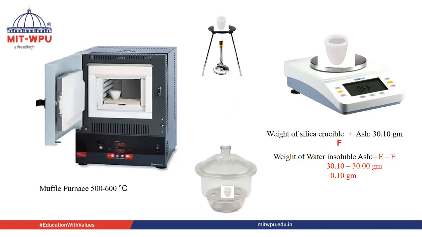So the weight of water insoluble ash, we have to determine water soluble ash. Now what I am going to get is the water insoluble ash. Whatever the material which is left over the surface, that weight we are getting here. So if I subtract E from F, that is the weight of empty crucible subtracted from the weight of silica crucible plus ash, that is F, I will be getting 0.10 gram, which is the ash insoluble in water, right? So this much ash is insoluble.